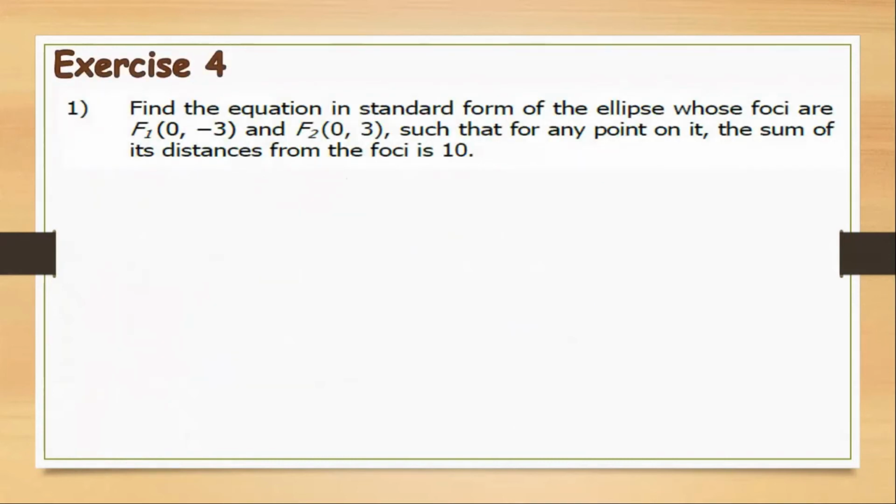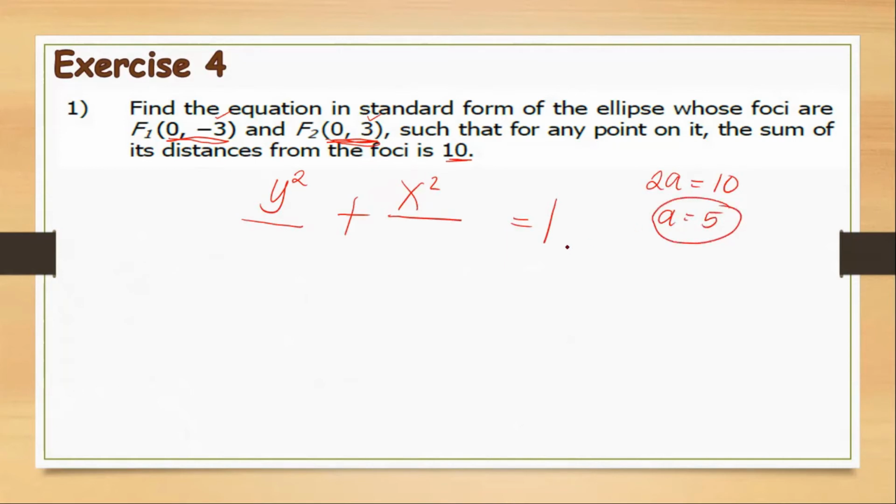Let's continue. Okay, so for exercise 4, let's have this number 1, and you will be the one to solve for number 2. Okay, so the focus is given at 0, -3, and 0, +3. Take note that it's also on your y-axis. And so, our equation must be y squared all over blank plus x squared all over blank equals 1. The distances from the foci is given as 10. So 2a equals 10, and so our a is equal to 5. So if we have 5 here and our a squared must be here, so we have y squared over 25.